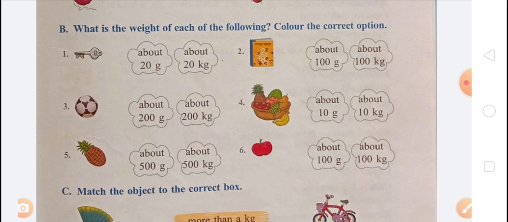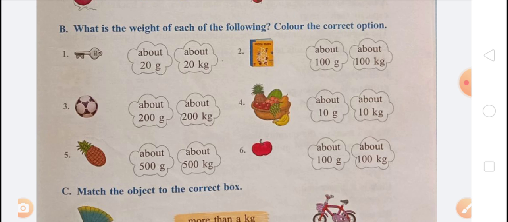In second there is a book, and the weight of the book is about 100 gram, so we color 100 gram. On third there is a football, and the football's weight is about 200 gram, so we color about 200 gram. On fourth there is a fruit basket, and the weight is about 10 kg, so we color 10 kilogram. On fifth there is a pineapple, and its weight is about 500 gram, so we color about 500 gram. The next one is an apple, and its weight is about 100 gram, so we color about 100 gram.